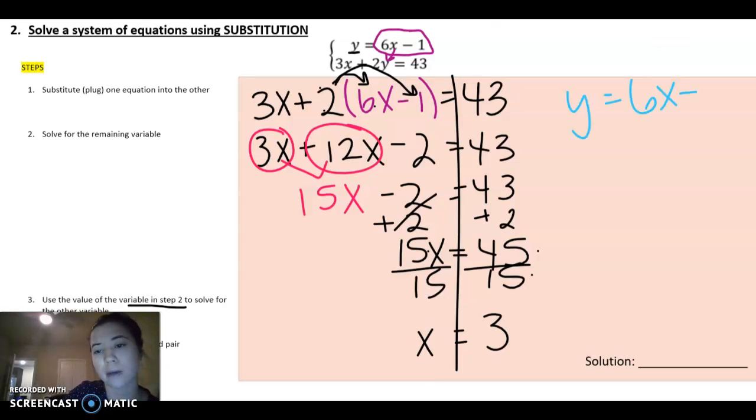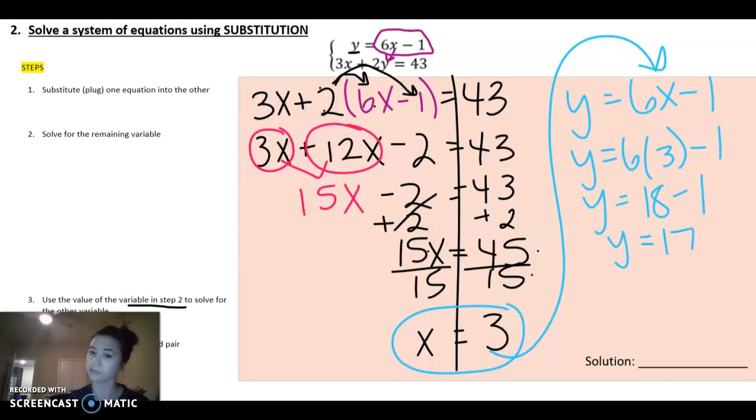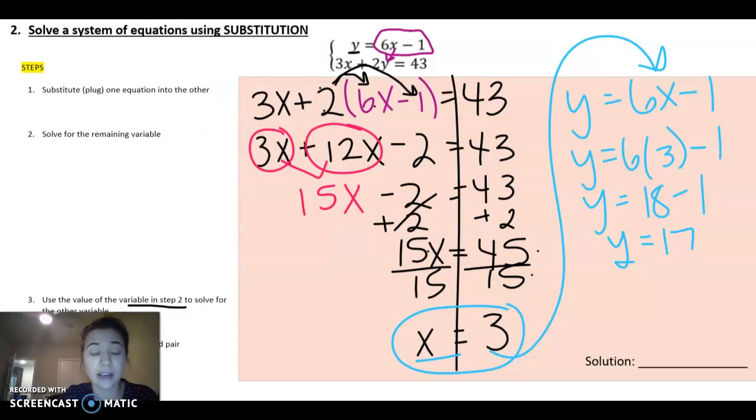So 6x minus 1, x is 3, so we're going to take that and plug it in. And we get y equals 17. We have our x value, we have our y value, therefore I am now done. And then again, we write these values as an ordered pair to show this is the point that makes both equations true. This is the point where if you graph these two lines, they would cross.